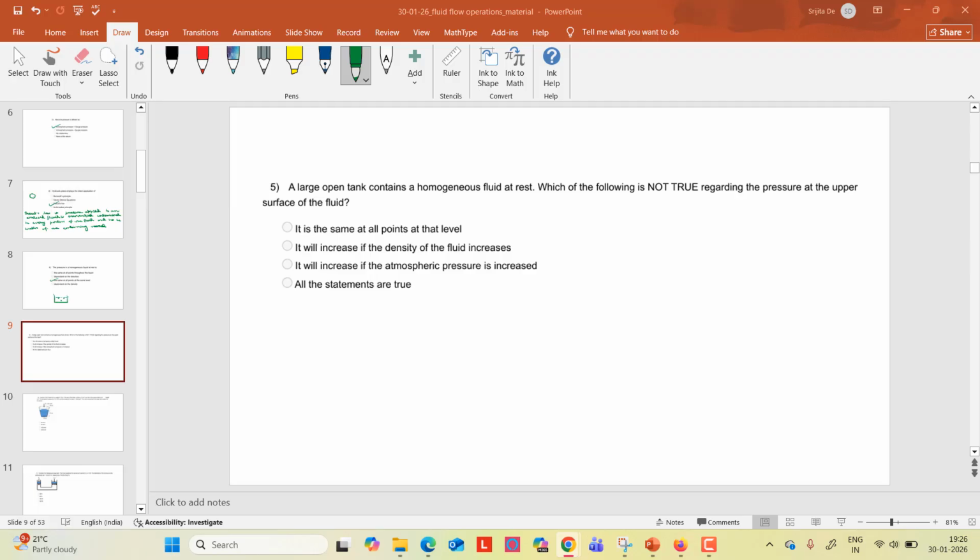So the answer will be, the third option is, it will increase if the atmospheric pressure is increased. That is also true. The second option, it will increase if the density of the fluid increases. This sentence is not true. So this is our answer. Next question.